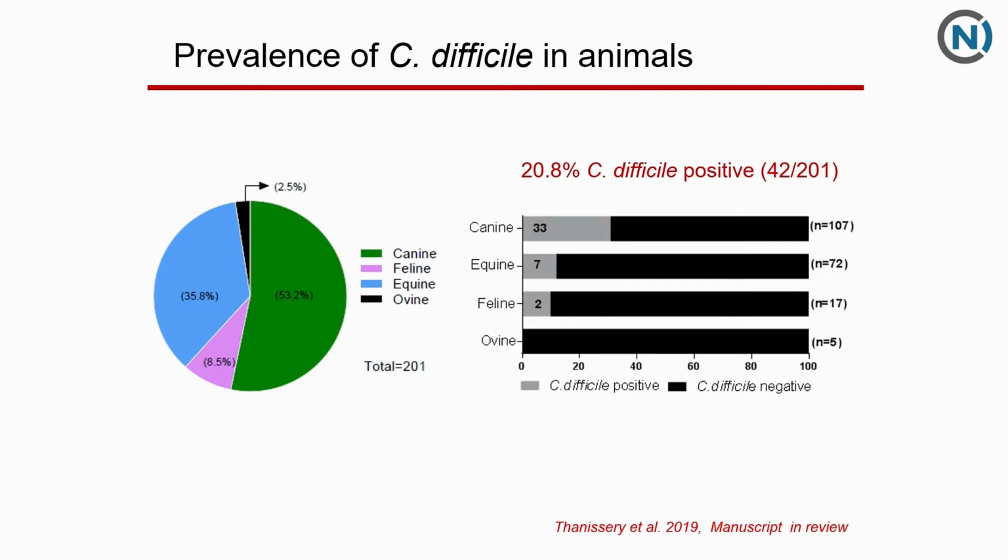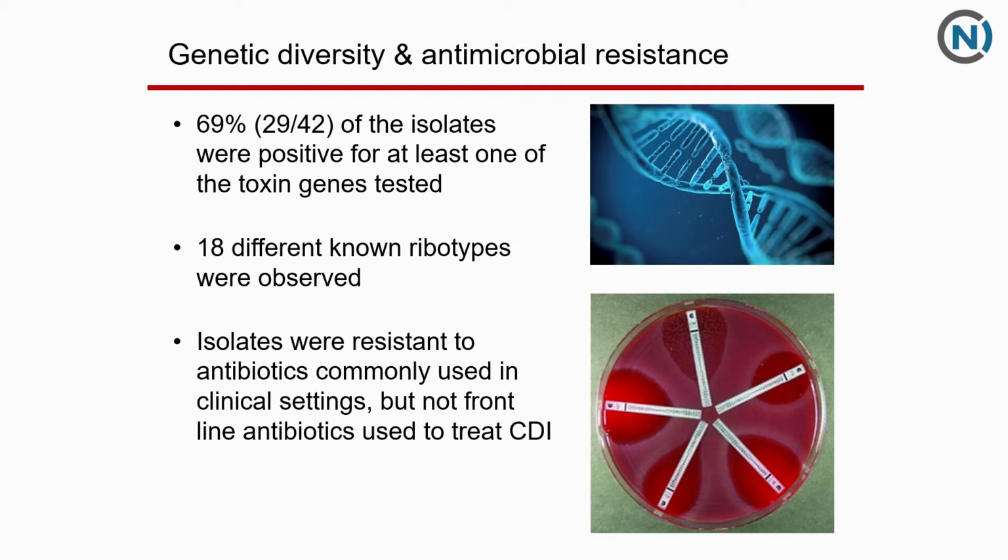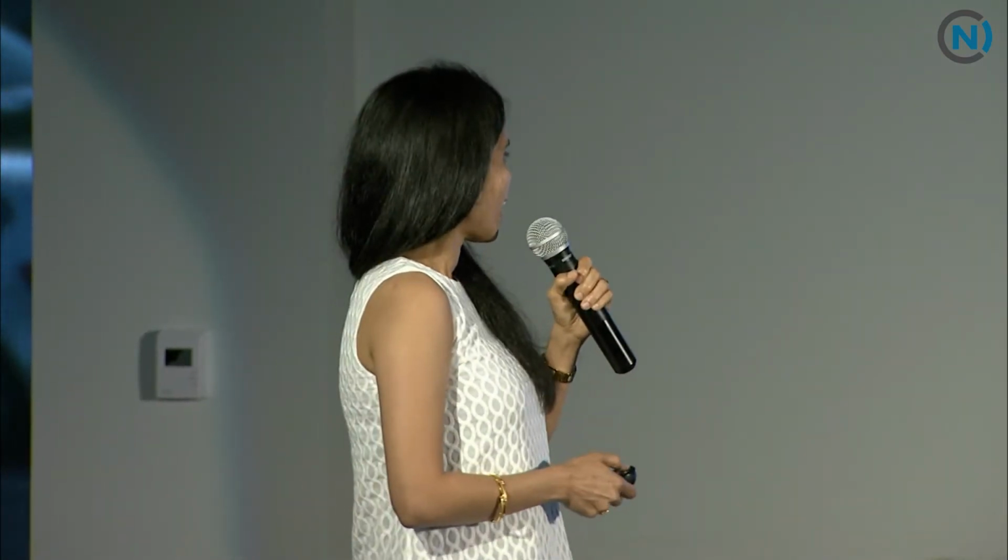All right. So we also looked for the genetic diversity and antimicrobial resistance, and we come to spooky factor number 2, that's toxins. So we found 69% of the isolates were positive for toxin genes, and 18 different ribotypes were observed. And interestingly, the major ribotype that we found in our data coincided with the ribotype that is the leading cause of C. diff infection in humans. And the isolates were also resistant to antibiotics that are commonly used in clinical settings, but thankfully they were not resistant to the antibiotics that are used for treating C. diff infection.